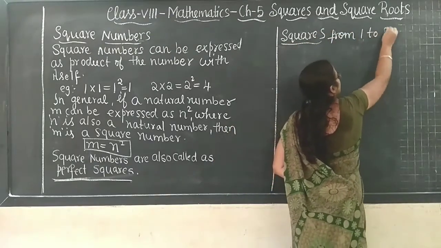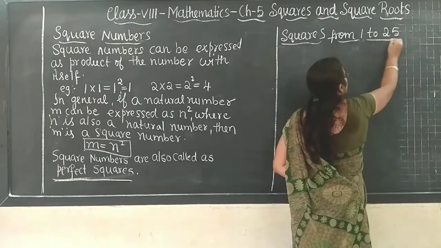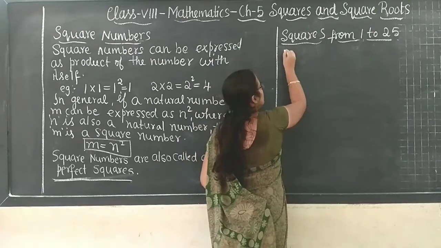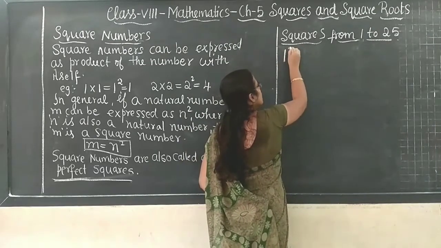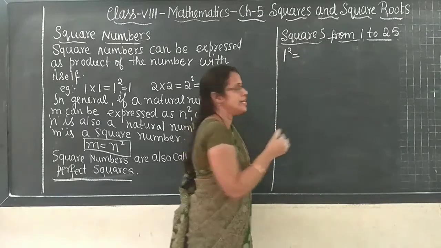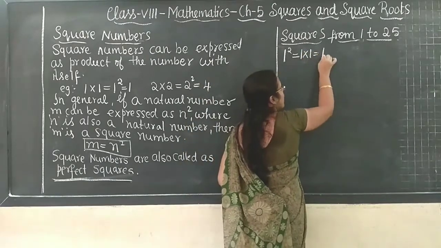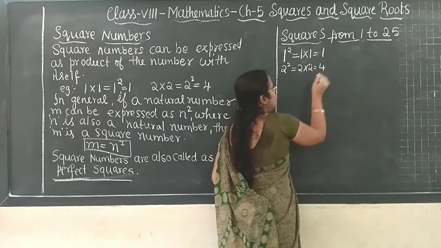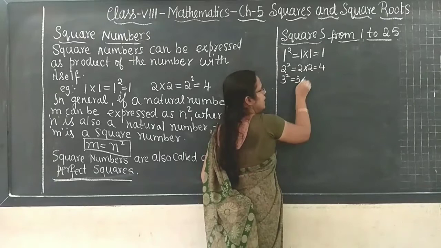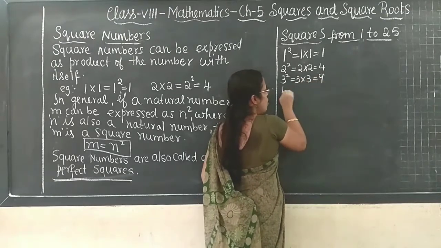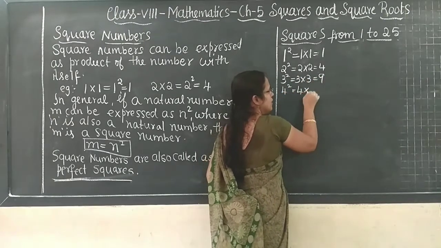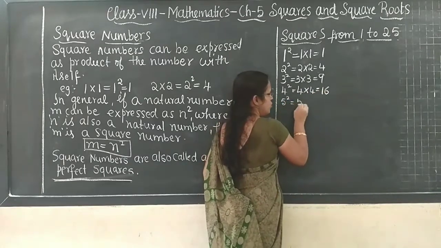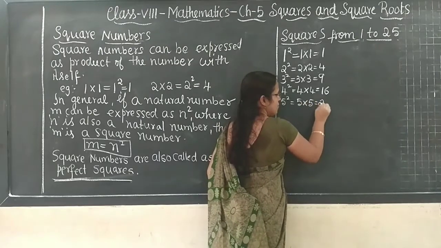From 1 to 25 squares we have to write. Okay, so let us write it, children. 1 square, how to write it? 1 into 1, 1. 2 square is 2 2s are 4. 3 square, 3 3s are 9. 4 square, 4 4s are 16. 5 square, 5 5s are 25.